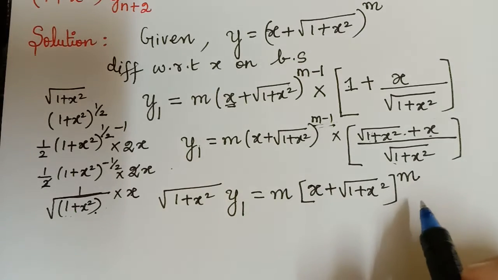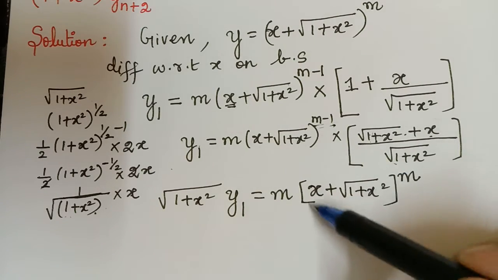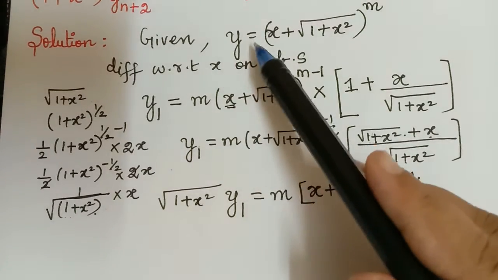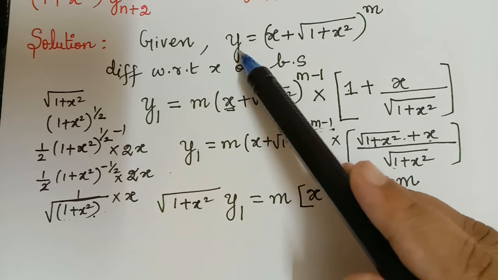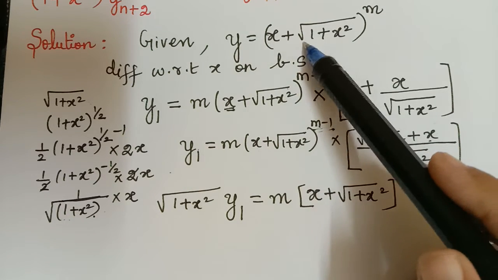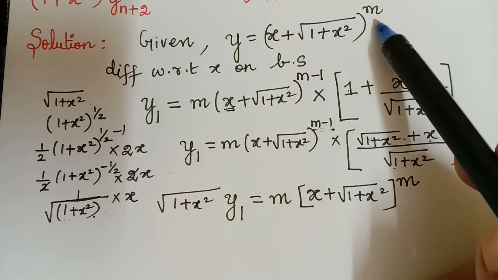So now after this, if we see, what is this term actually? It is our given y, because it is given that y is equal to (x plus square root of 1 plus x squared) the whole power m.